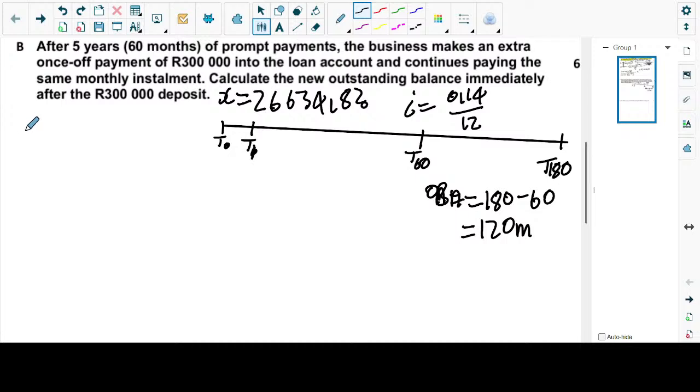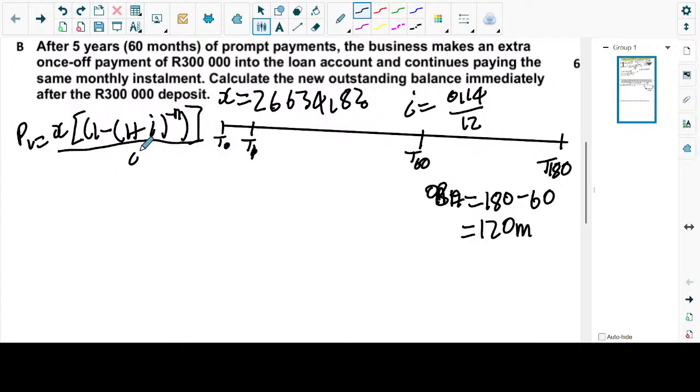So we're going to use the present value formula. What does it say? PV is equal to X, open a bigger bracket, open a small bracket, 1 minus, open another bracket, 1 plus i, close the bracket, to the power minus n, close the bigger bracket, all over i.